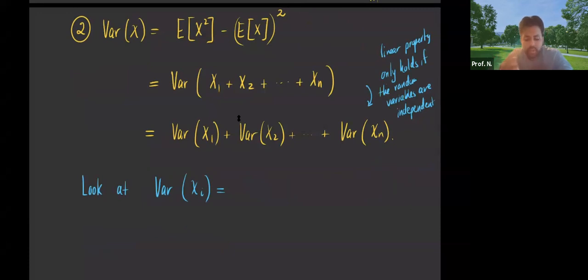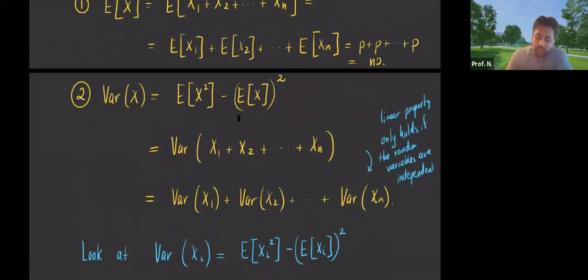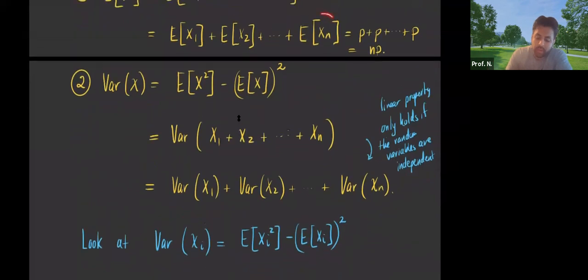So what's the variance of just one of the Bernoulli random variables? Well, we're going to use the idea again of the definition of the variance, right? We take the expected value of the random variable squared minus the expected value of the random variable, and that quantity is squared. Well, we already know that the expected value of one of these guys is p.